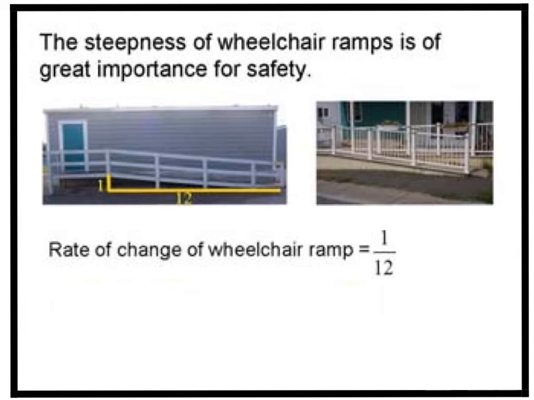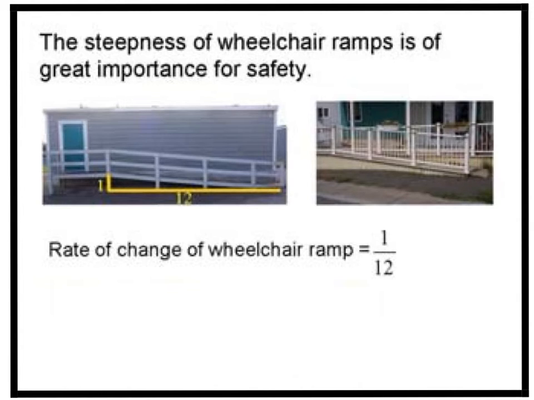Here we see another example. This time we're looking at a ramp. The steepness of wheelchair ramps is of great importance for safety. If your ramp is too steep, then it's very difficult for a wheelchair to get up that ramp. It's also very dangerous going down because you would accelerate very quickly.